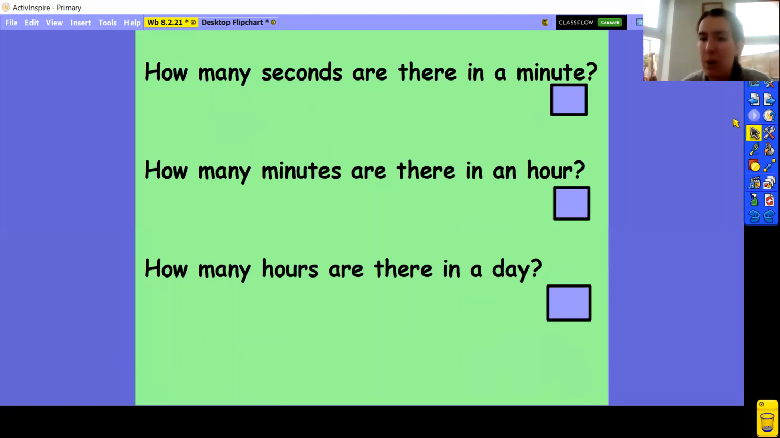So if we come back to those 3 questions, hopefully you can now answer them. So how many seconds are there in a minute? There are 60. How many minutes are there in an hour? There are also 60. And how many hours there are in a day? There are 24.